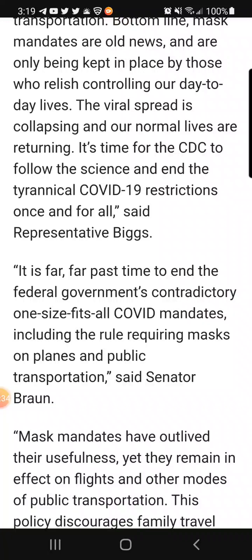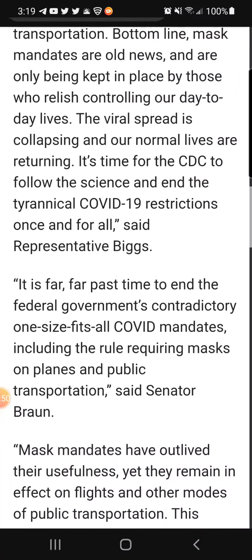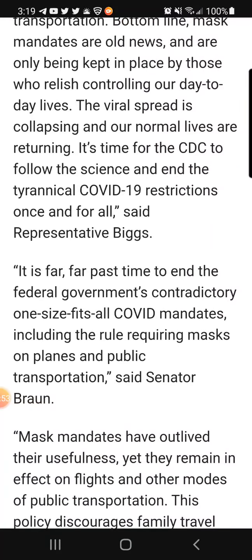Yes, so it is far, far past time to end the federal government's contradictory one-size-fits-all COVID mandates. So once this bill goes through, then it'll be official that it is banned. But knowing the Democrats, they're going to block it either way, because you know they're tyrannical and they want you to do as they tell you to do. If you don't, then you get punished for it. They already took your jobs, they took your economy down, and they said you will own nothing and be happy. This is what the tyrannical government does to people.